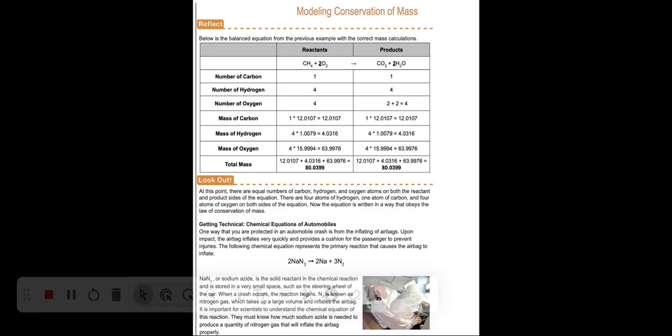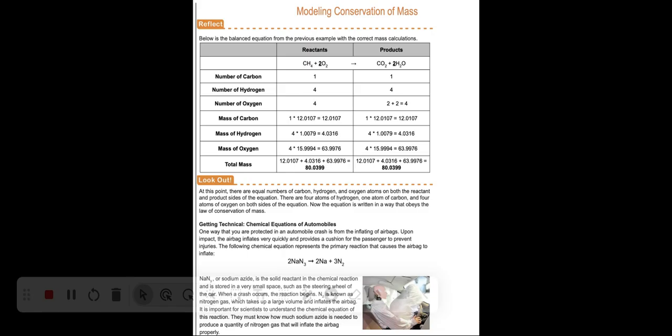balanced. Getting technical: chemical equations of automobiles. One way that you are protected in an automobile crash is from the inflating of airbags. Upon impact, the airbag inflates very quickly and provides a cushion for the passenger to prevent injuries. The following chemical equation represents the primary reaction that causes the airbag to inflate.